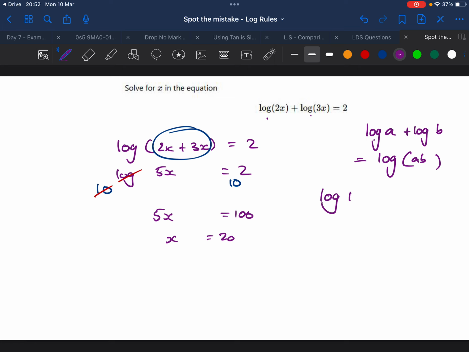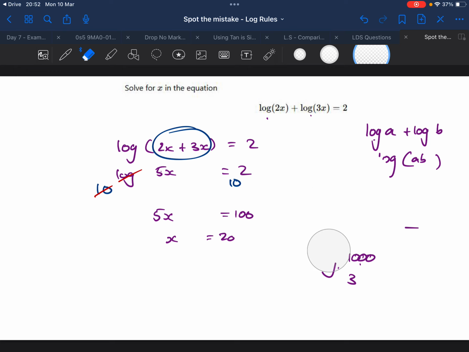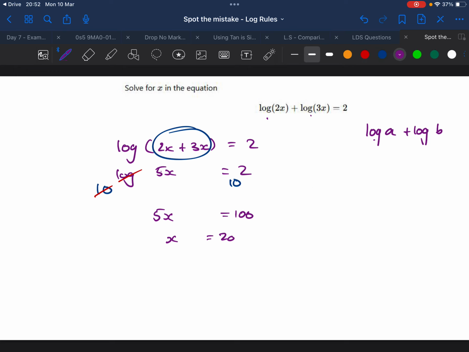In fact, if you try something like log 10 plus log 100, if you type this in your calculator, or if you just think about it, what power of 10 is 10? It's 1. What power of 10 is 100? It's 2. And notice that if I multiplied them, that would be the same as 1,000. And what power of 10 is 1,000? It's 3. So if you forget, you can quickly work that one out for yourself. But it really must be as we've done there at the top. Okay, so it needs to be log AB.